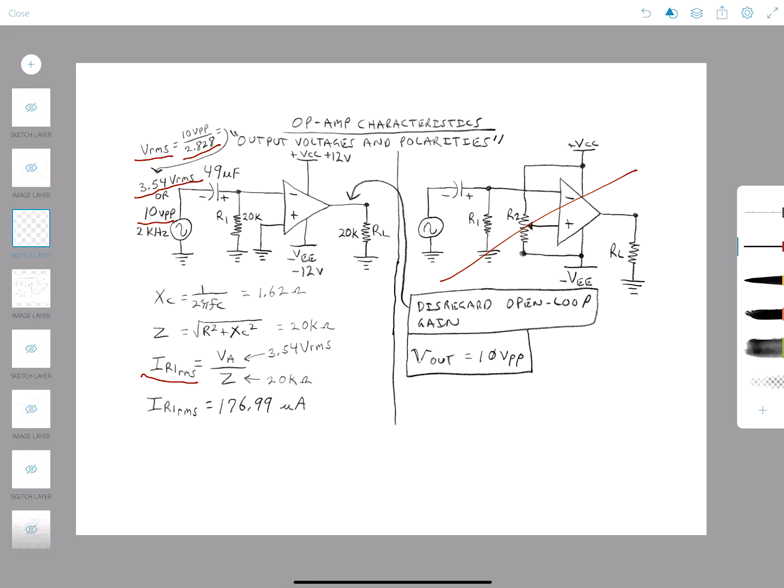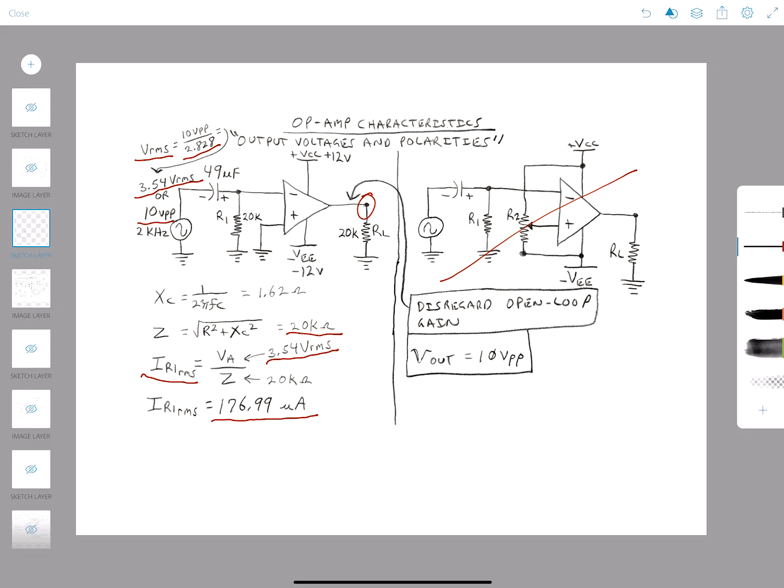So in this case we're trying to find out what IRMS is, or the current. So VA, which is our applied voltage, which was the 3.54 volts on the input, divided by our Z that we just calculated, which is 20K, is going to give us a current of 176.99 microamps.